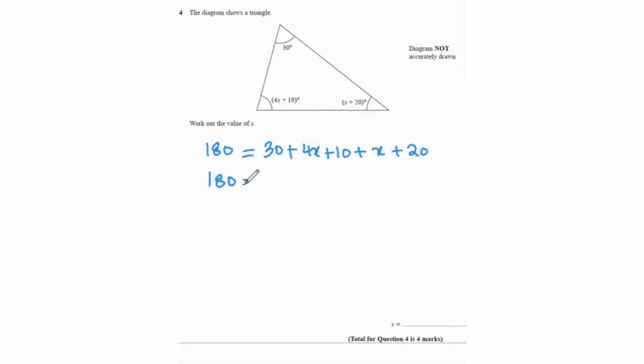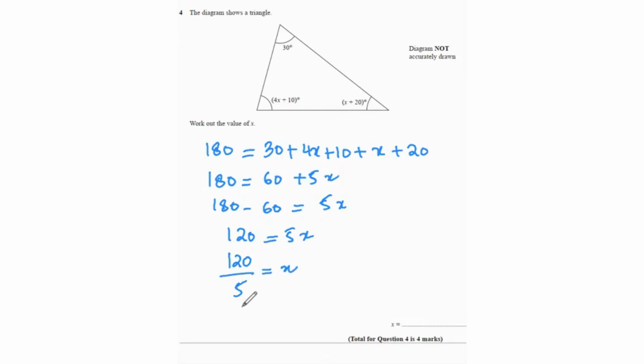Collect the like terms. 30 plus 10 plus 20, that's going to be 60. 4x plus x is 5x. Then 180 minus 60 equals 5x, which is 120. And then we divide 120 by 5, which is going to give us 24. So that is your value of X.